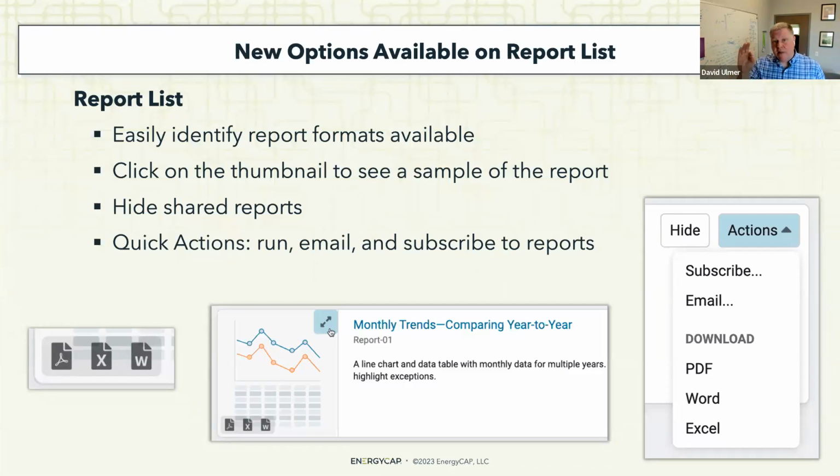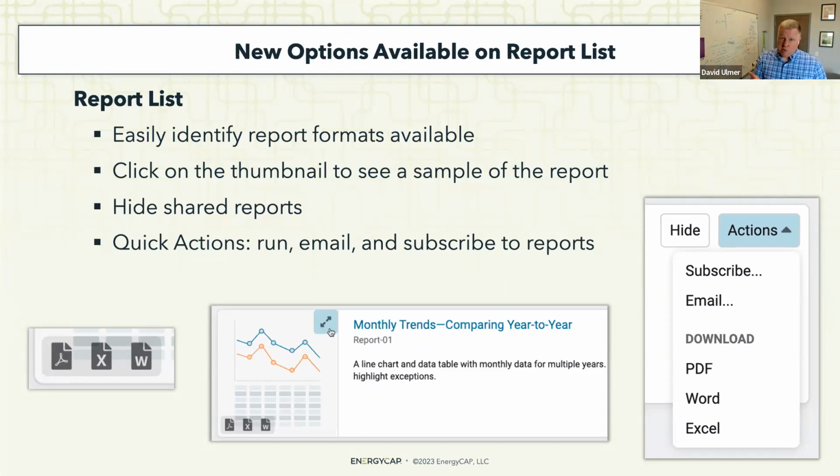You can also click on the thumbnail of the report to see a larger preview of it. You no longer have to go into the report to go see if it looks like the type of report you want to run. You can simply click on the thumbnail, the image of the report right there, and we'll bring up a sample, and you can stay right on the report list. You don't have to go back and forth. It's all right there within the report list for you.